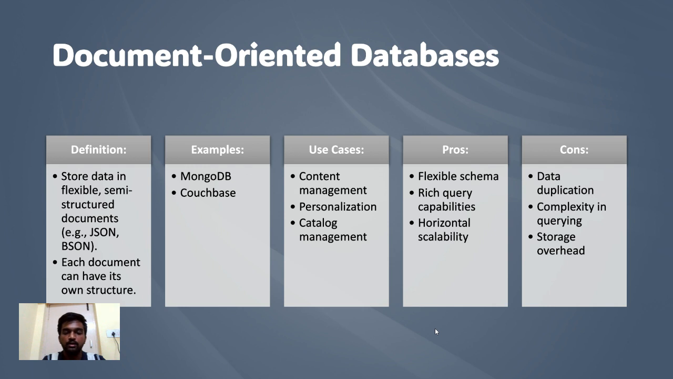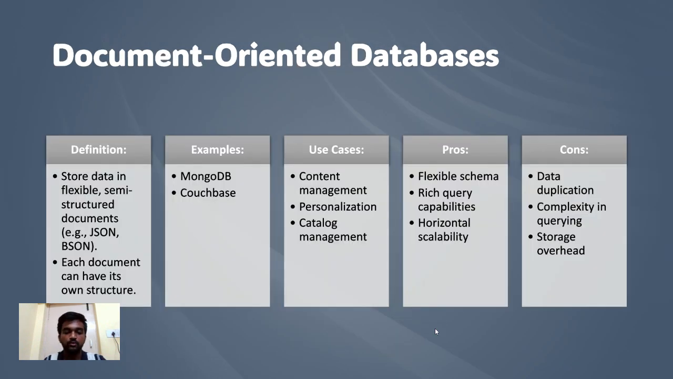Then what are the advantages of using the document oriented database? It has a flexible schema like any other NoSQL. It also has rich query capabilities, and it is also horizontally scalable. Then what are the disadvantages or cons of the document oriented? Data duplication. A denormalized data model may lead to data duplication, which requires careful management to avoid inconsistency.